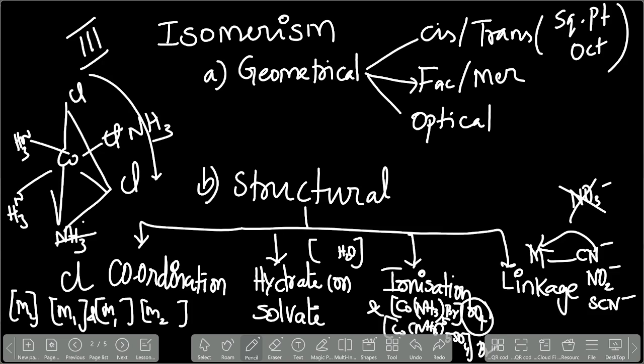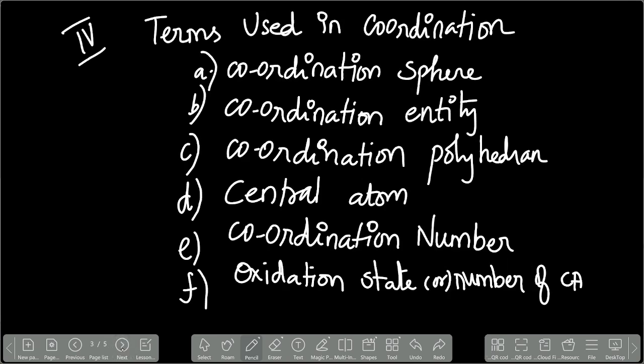Here carbon can donate, nitrogen can also. In NO2, nitrogen can donate electrons, oxygen can also. In such a way we can give the explanations. And next, what are the terms we are using in coordination? Actually, see, coordination, this is the first one, second one, third one.